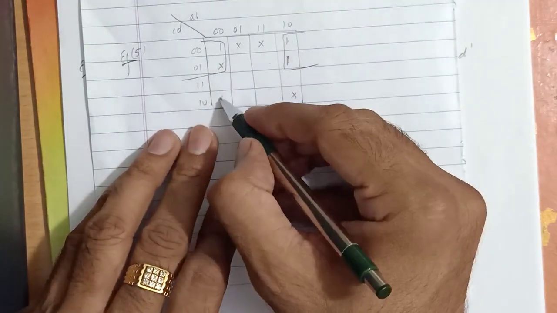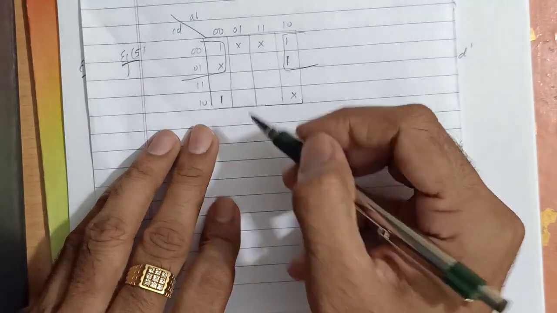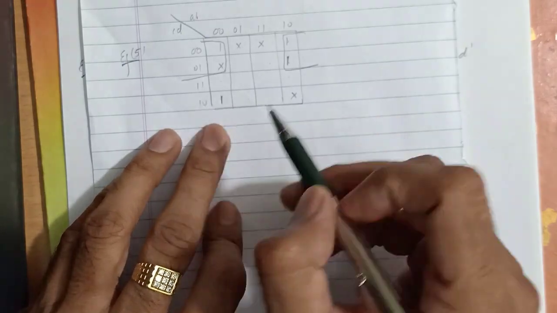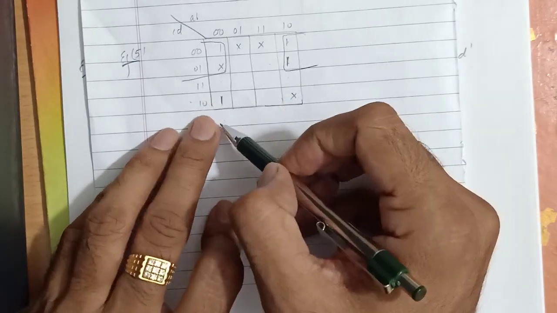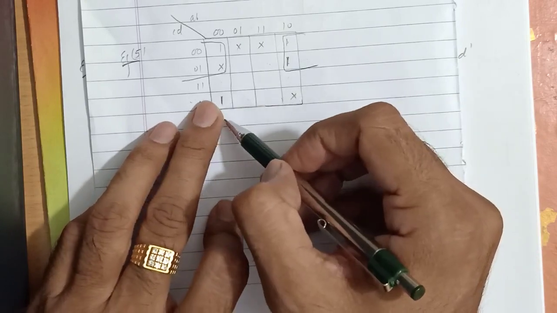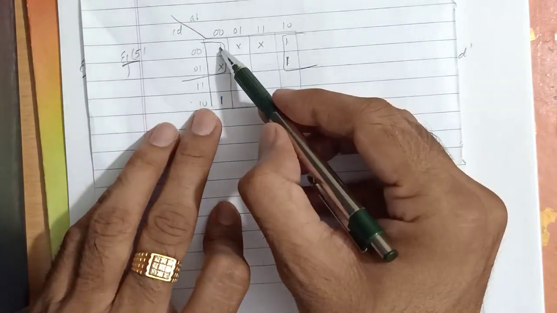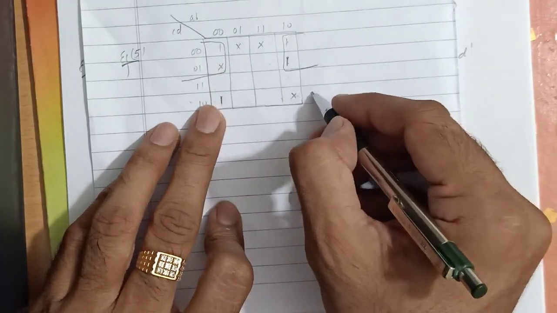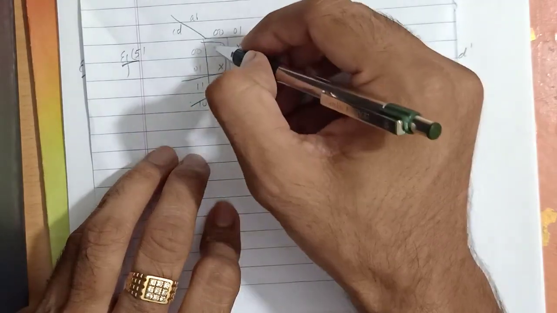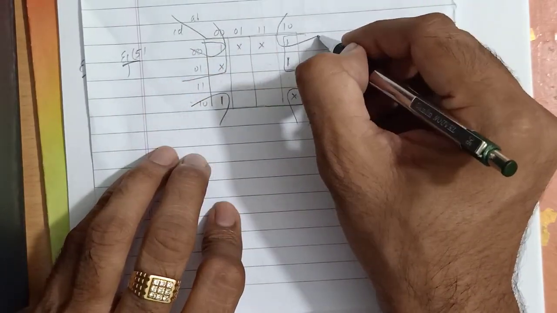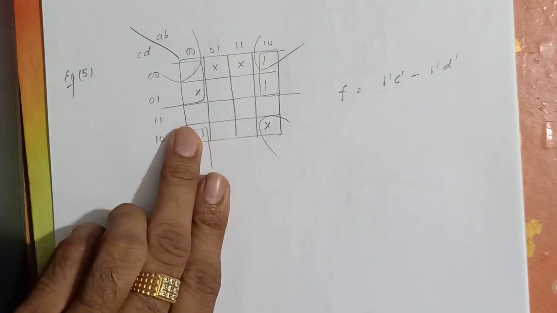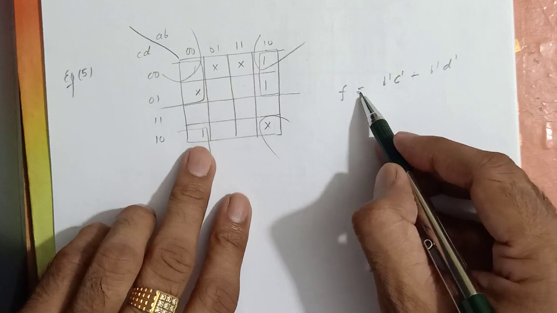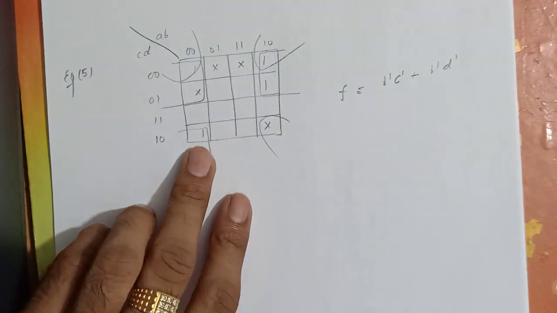Okay, so these ones are covered. Now I will look at this one. So these two positions are vacant. This is the neighbor and this is the neighbor. So this neighbor is here and this neighbor is here. So these two are the neighbors of this one. Can we cover these two neighbors? Yes, easily we can cover. For two neighbors we need a cube of 4 cells. So basically here I have solved this question. So these two terms are the essential prime implicants.